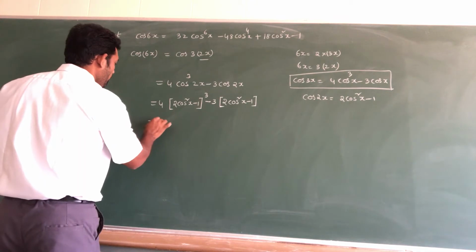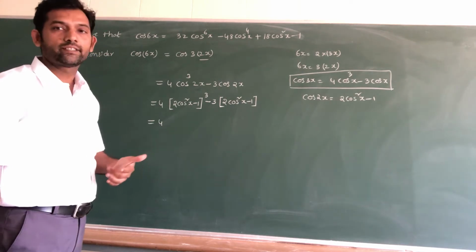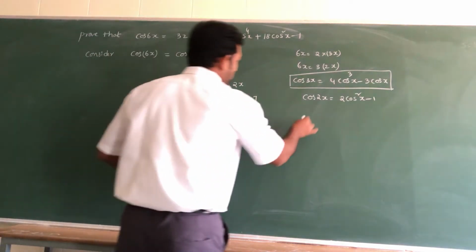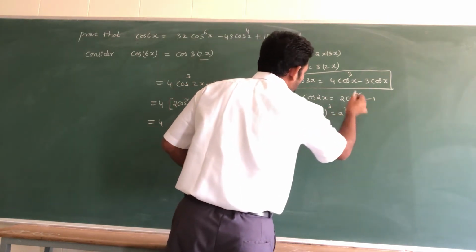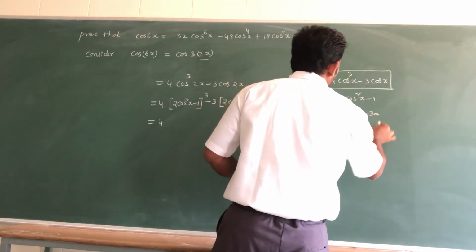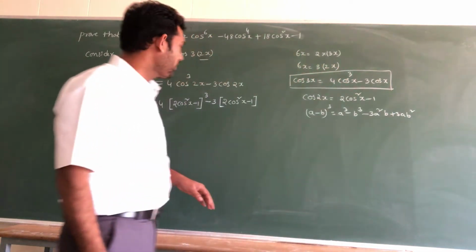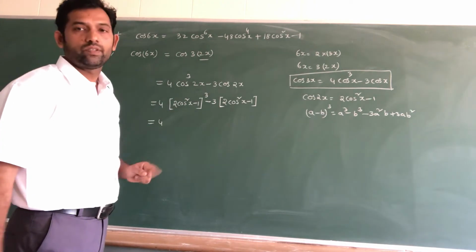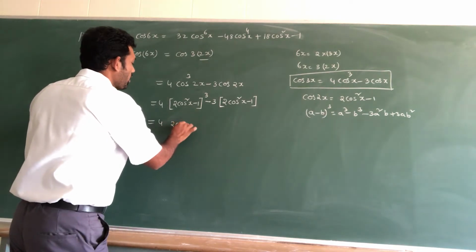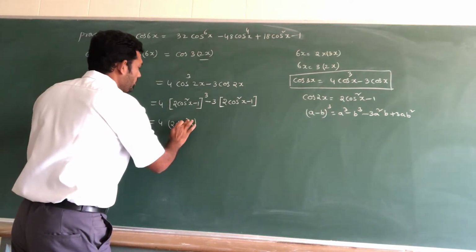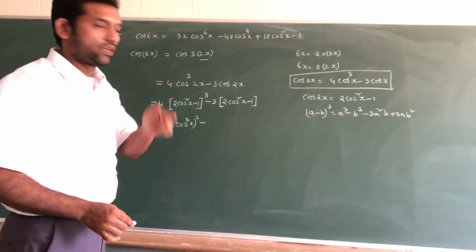Now 4 into (2 cos square x minus 1) whole cube, which means the (a minus b) whole cube formula: a cube minus b cube minus 3a square b plus 3ab square. Here a is equal to 2 cos square x, b is equal to 1. You substitute in that. What happens? a value, 2 cos square x whole cube, minus b value, 1 cube.